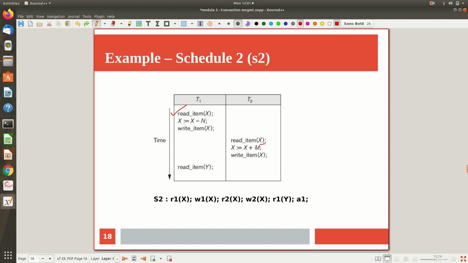So here in the first case, this is read X and this is read X. They are not going to conflict because both are reads. We need one of the operations to be a write. So I can say that this operation and this operation are conflicting.